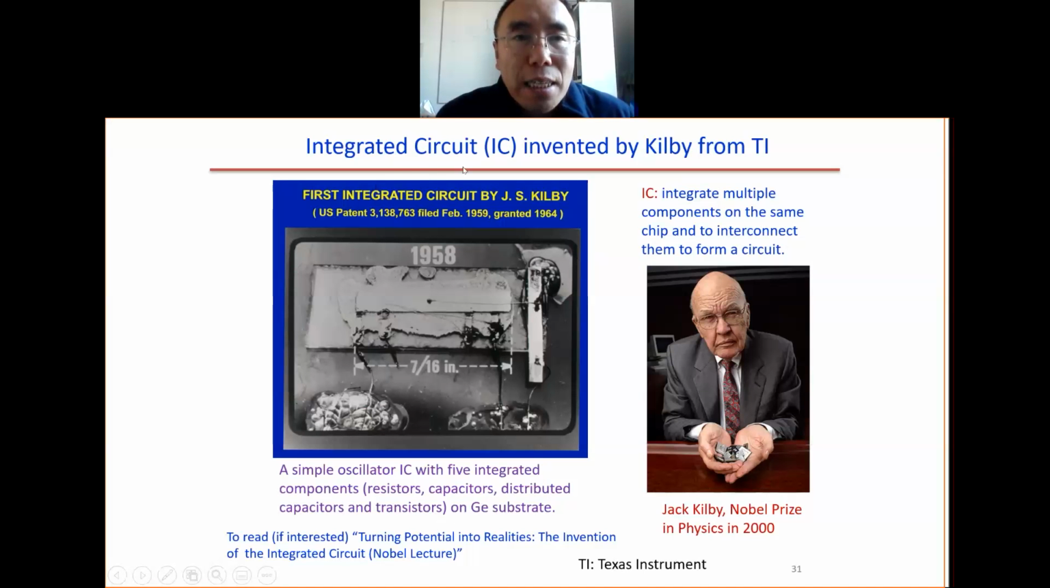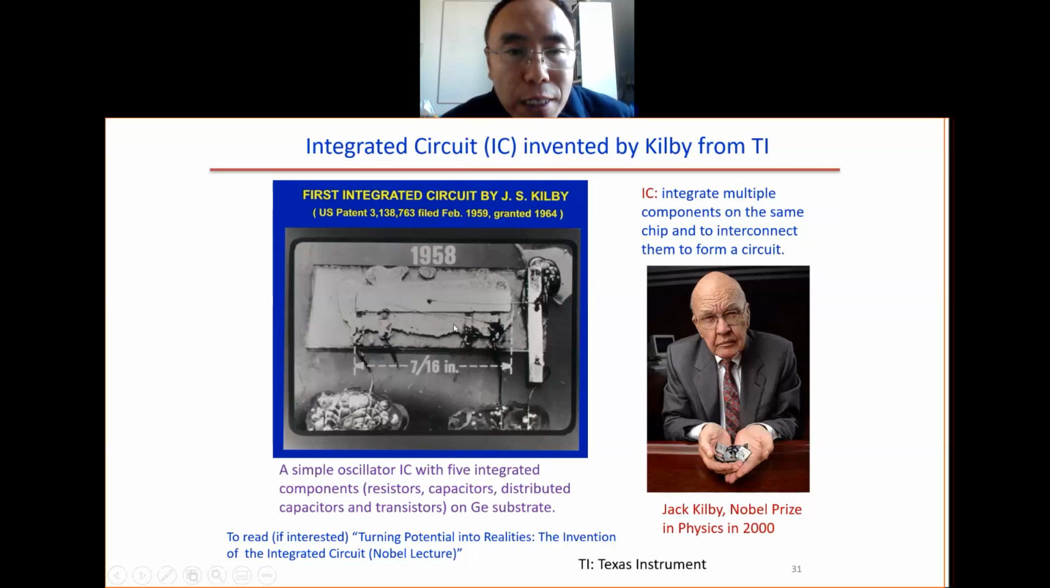This is the problem. Then there is the invention of the IC, the integrated circuit, in 1959 by Jack Kilby from Texas Instruments. Integrated circuit means we put many components in the same circuit. Here we have the resistors, capacitors, distributed capacitors, and transistors. We put everything in one chip, which in this case is a germanium chip. This chip has the function of an oscillator.